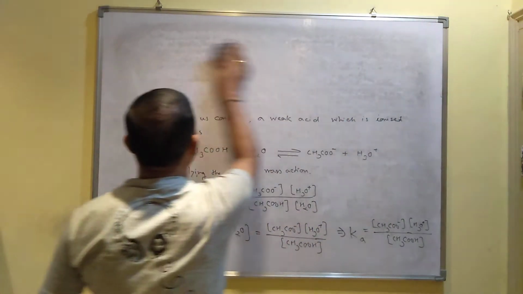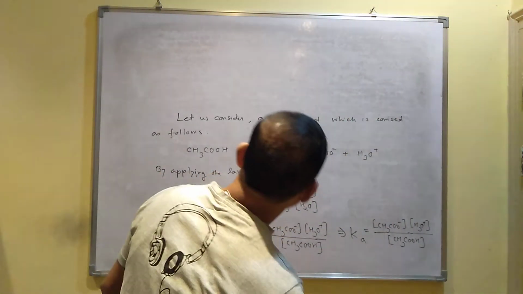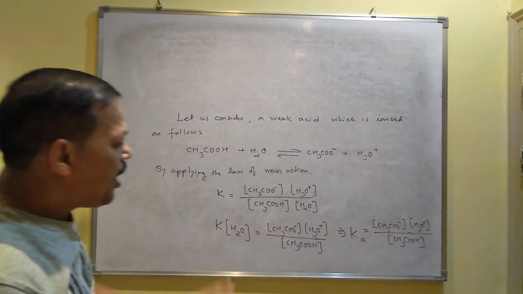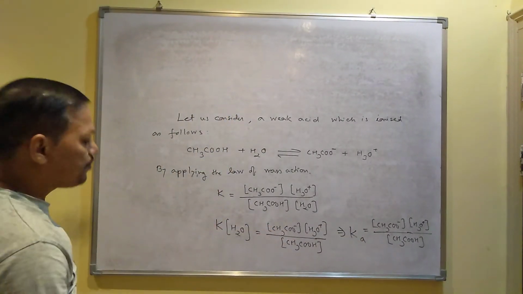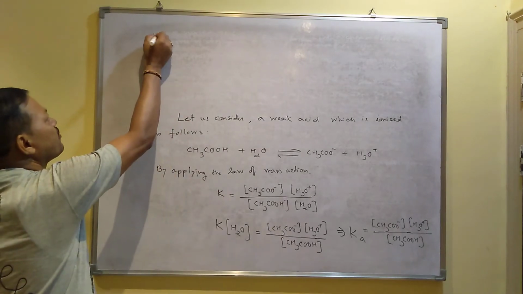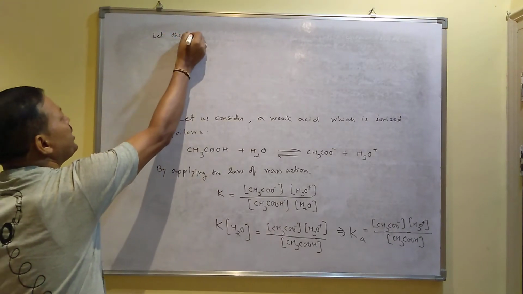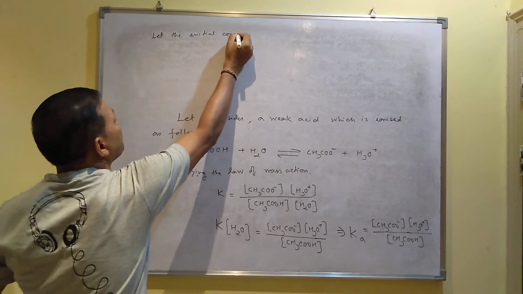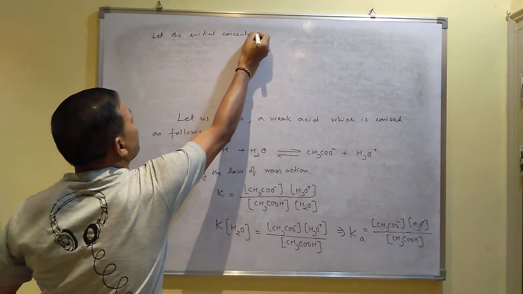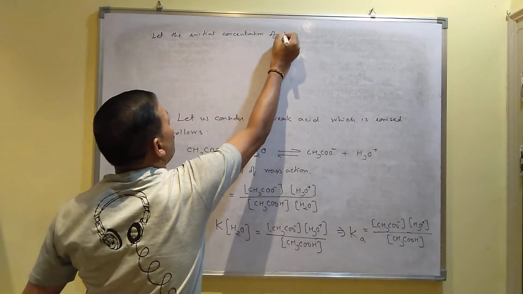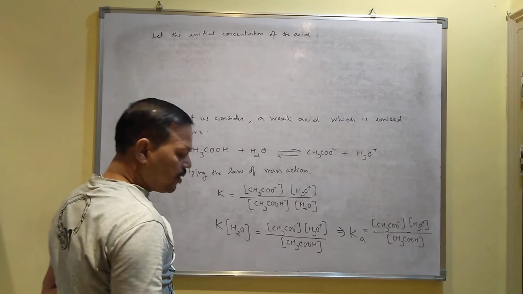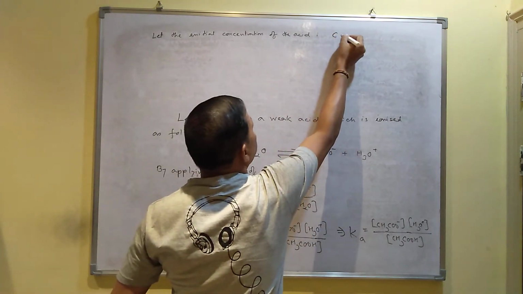Now, this way you can find out the dissociation constant. After getting the dissociation constant, let the initial concentration of the acid be C mole per liter.